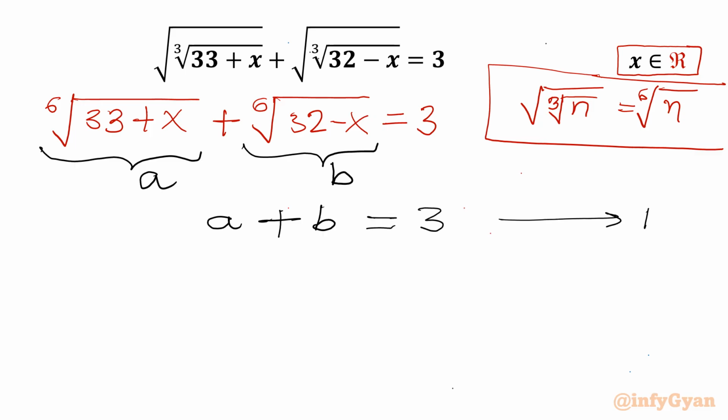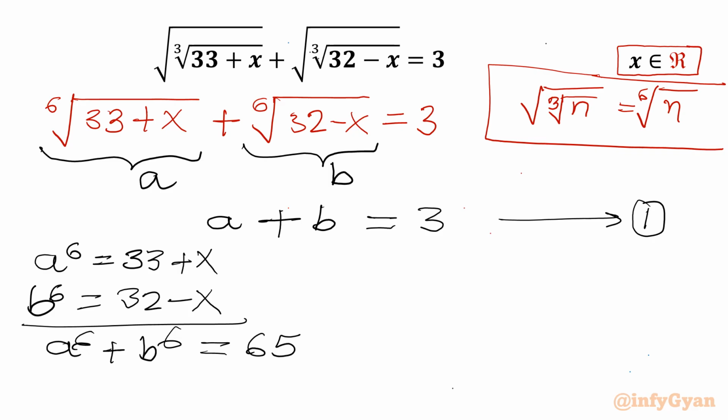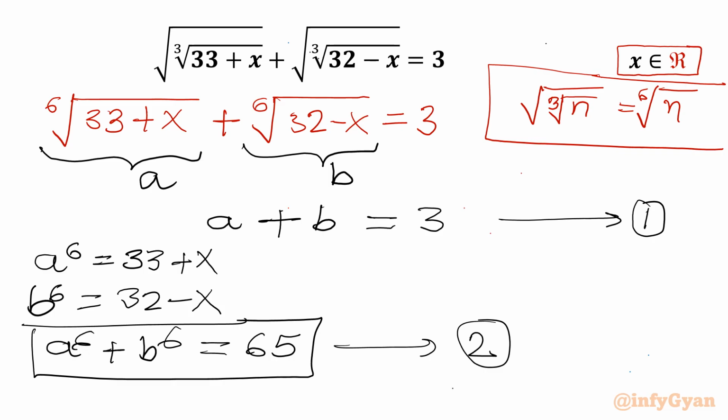Equation number 1. And from substitution I can write a power 6 would be 33 plus x. B power 6 would be 32 minus x. Once I will add both, I will get our equation number 2, a power 6 plus b power 6 equal to 65. So we will use these two equations. Let us solve this new system first.